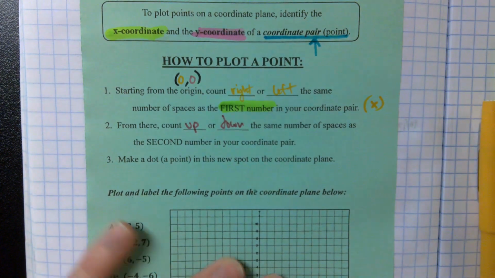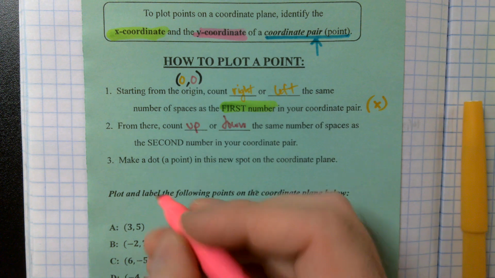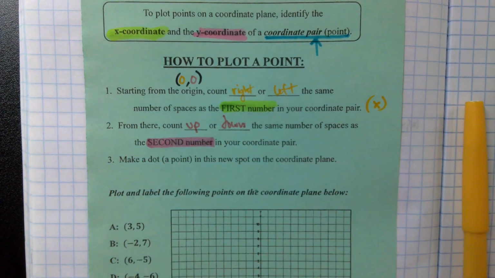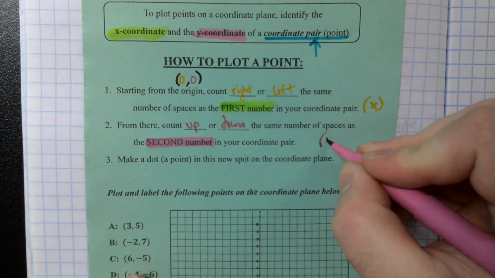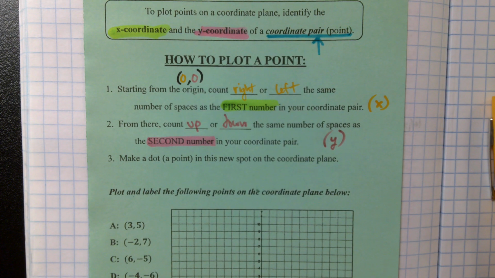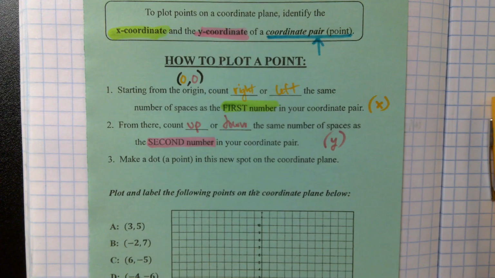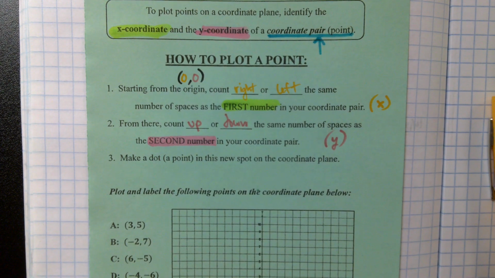Sounds a lot like our slope that we've done. We're going to count up or down the same number of spaces as my second number, which, as we know, is our y coordinate. And again, how do I know whether I'm going to be going up or down? What do I look for? If it's positive or negative. If my y value is positive, am I going to go up or down? You said what? Up. If it's negative, I'm going to go down.